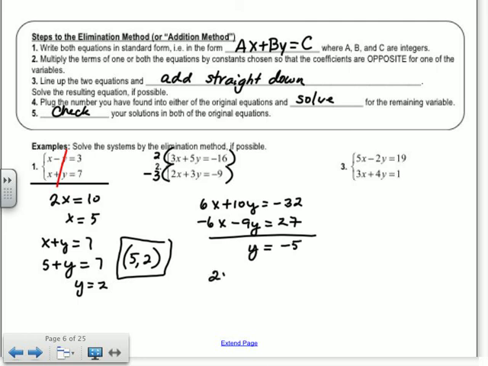Then plug back into one of the originals, the one with the tiny numbers. That's better. So 2x plus 3 times -5 equals -9. That's -15, so when I add 15 to both sides, I get 6. So x equals 3. So that's the point, 3, -5.